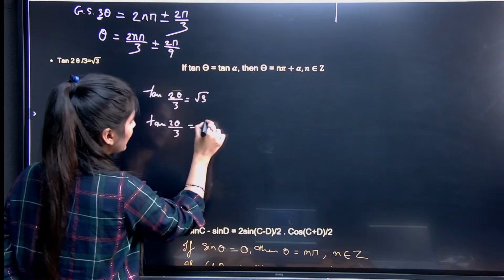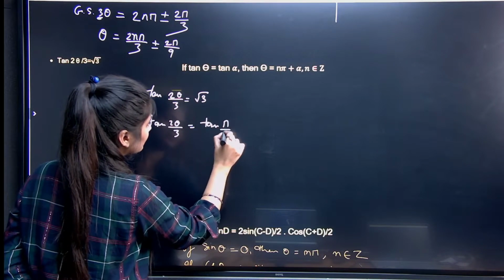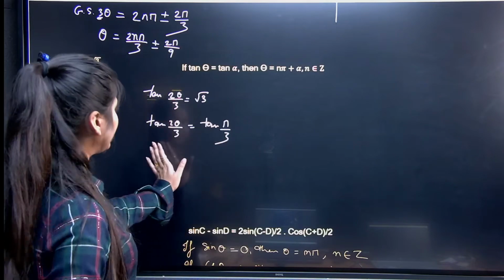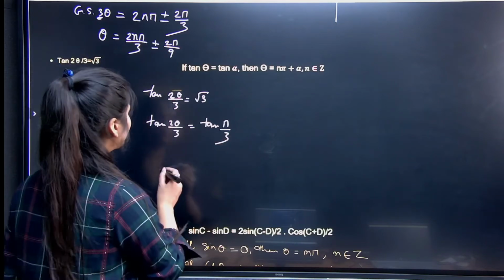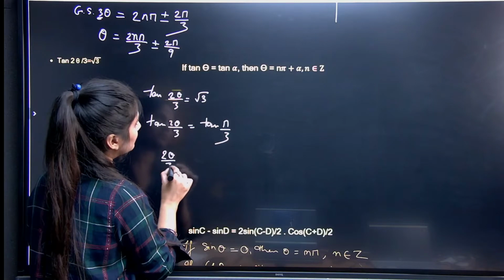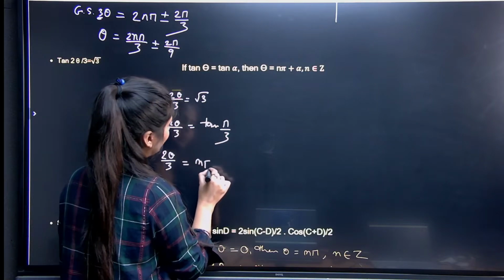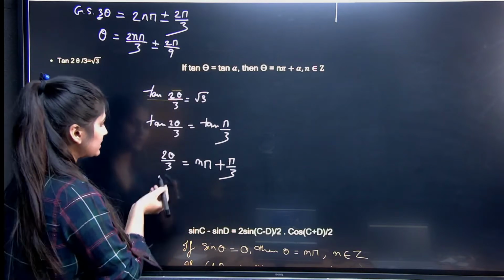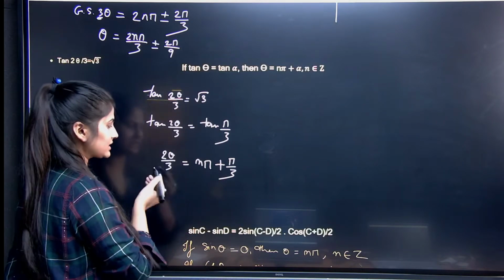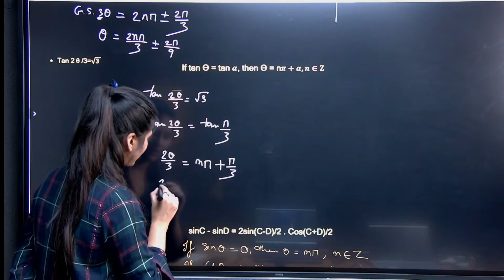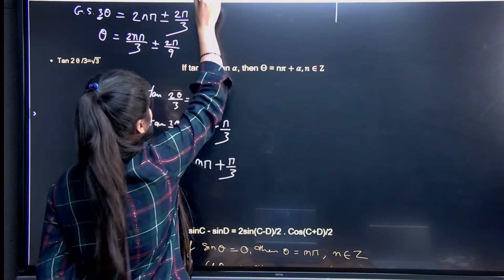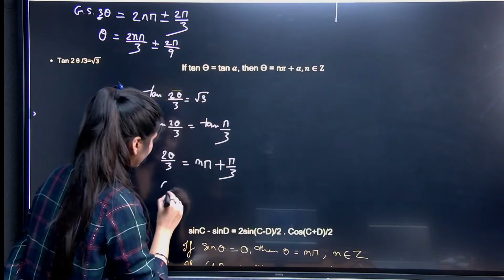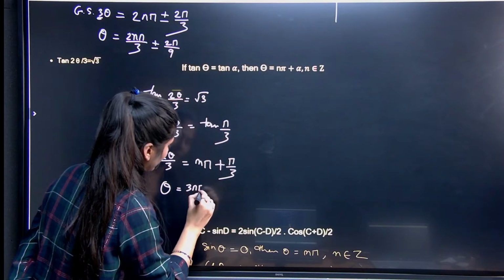Root 3 is tan 60, which is pi by 3. Now it is of the form tan theta is equal to tan alpha, which means theta is equal to n pi plus alpha, that is pi by 3. Now since 2 by 3 is on this side, we will multiply the other side by 3 by 2. So it will give theta is equal to 3n pi by 2.